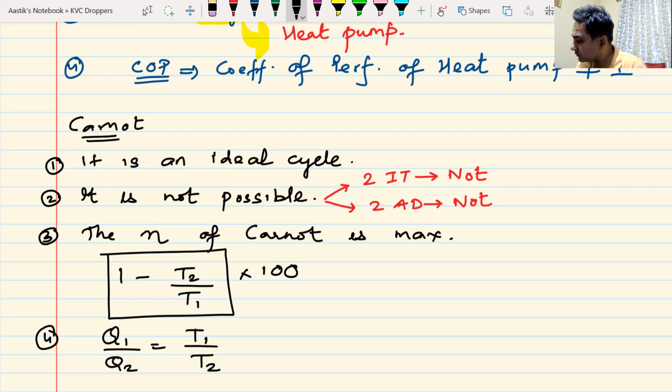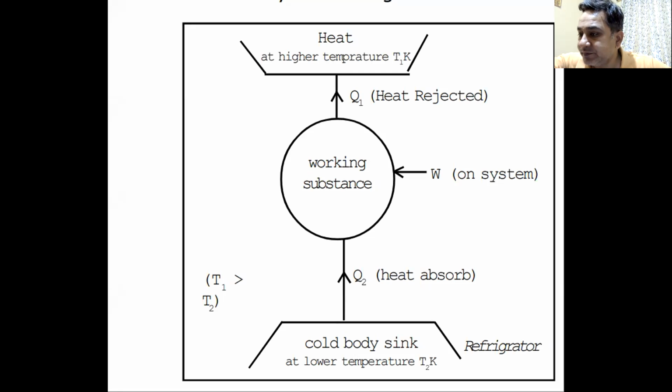Then we come to heat pump or refrigerator. Now, what do you mean by heat pump or refrigerator? What does a refrigerator do? Now, if you look closely on the diagram of a refrigerator, or we may call it a heat pump, this is how a heat pump works. And I hope you can see it on the big screen.